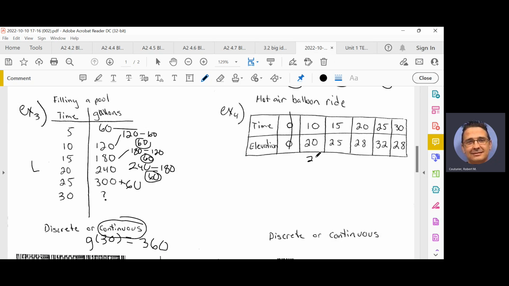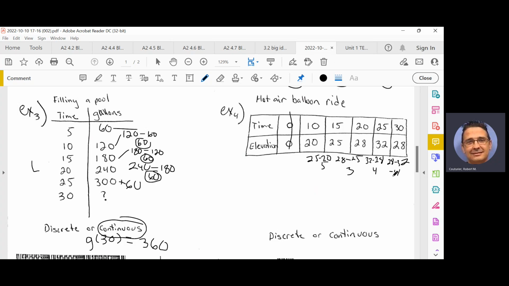Okay, we do 25 minus 20. We get a 5. Then we do 28 minus 25, and we're getting 3. We have 32 minus 28, and we get 4. Then we have 28 minus 32, and we're getting a negative 4. So look, it's gone up and then it slows down, but it's still going up, and it goes up another 4, and then it starts to come back down.